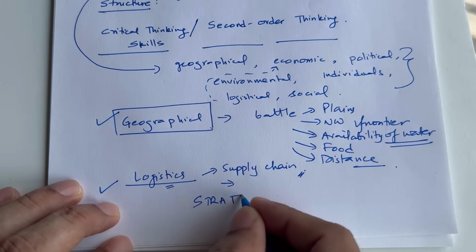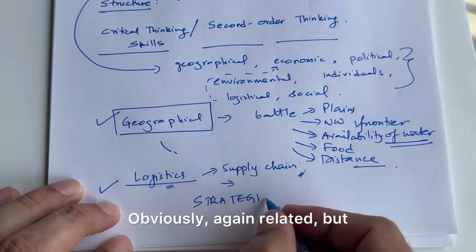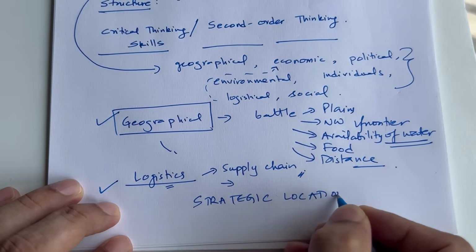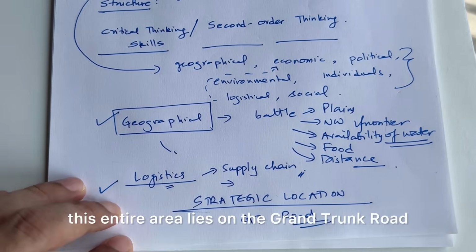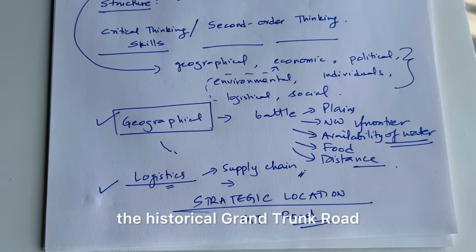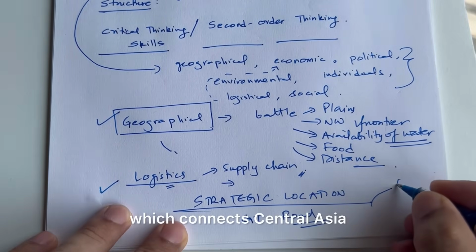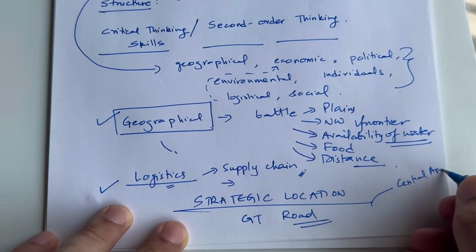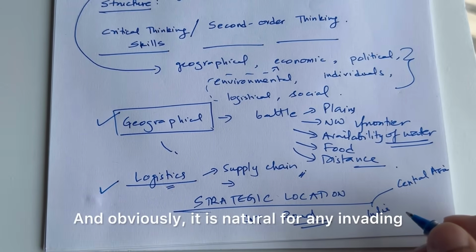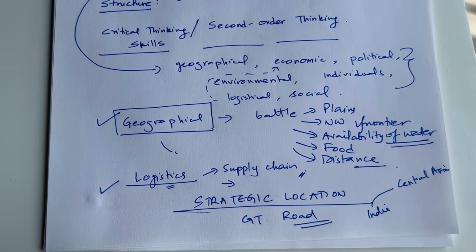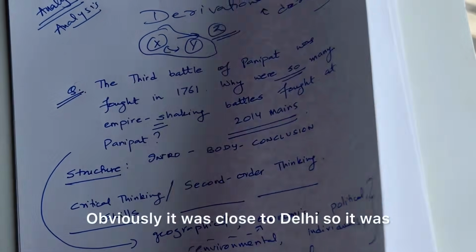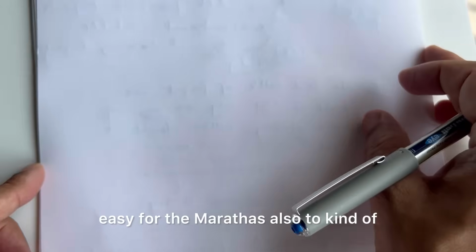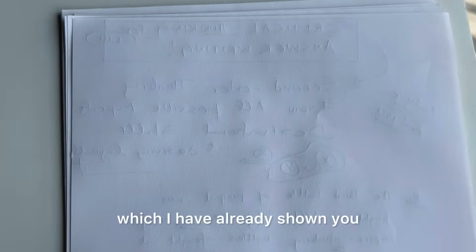Maybe the strategic location, obviously again related, but the GT road. This entire area lies on the historical Grand Trunk Road, which connects Central Asia to India. And obviously, it is natural for any invading army to use the routes which already exist. So that is important. Obviously, it was close to Delhi, so it was easy for the Marathas also to move the logistics, like I said, which I have already shown you.